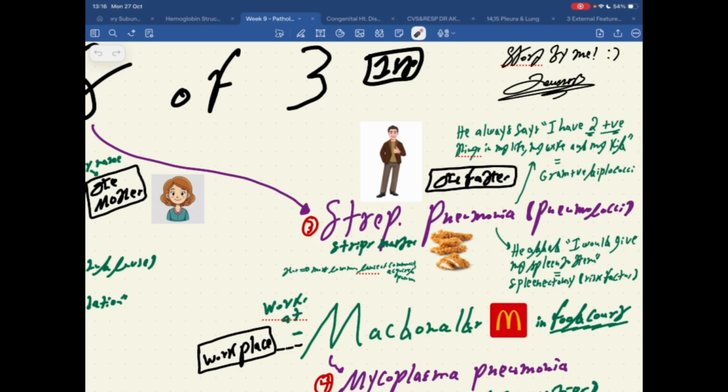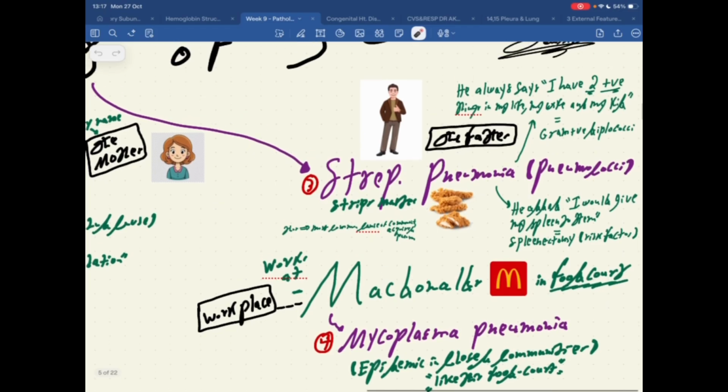It's mesmerizing, really, okay? What is this thing? He always says, I have 2 positive things in my life. My wife and my kid. So here, 2 and positive, they represent gram-positive diplococci. So strep pneumonia is a gram-positive diplococci, okay?